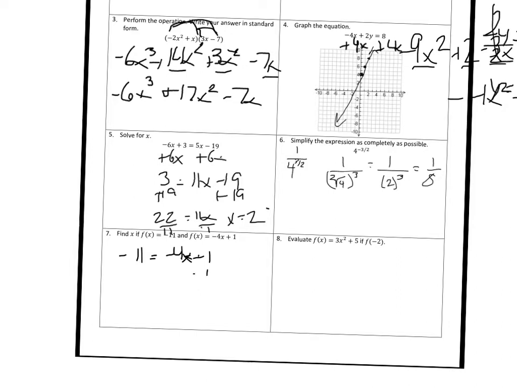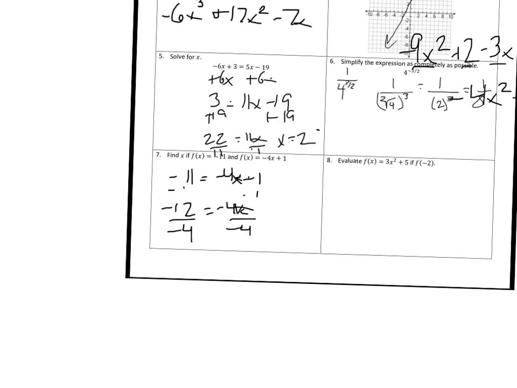Subtract 1 from both sides, so I get negative 12 equals negative 4x. And solve for x, so I'm going to divide by negative 4, divide by negative 4. And if I divide by negative 4, I get x equals negative 3. And remember, that's what I'm looking for. Ooh, positive 3, because it's a negative divided by a negative, so x equals positive 3. That's what I'm looking for.